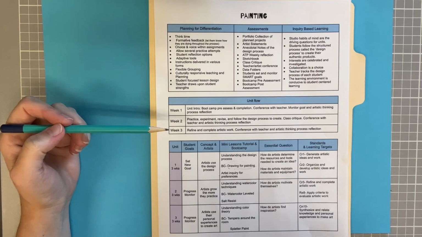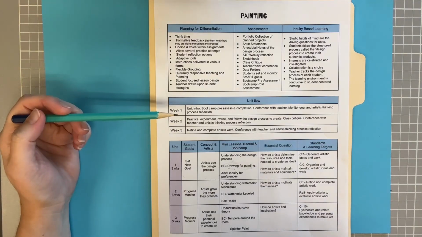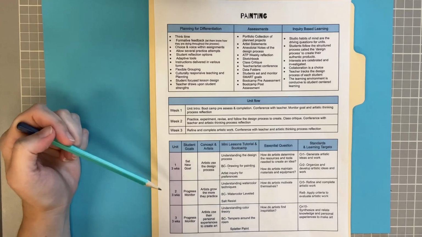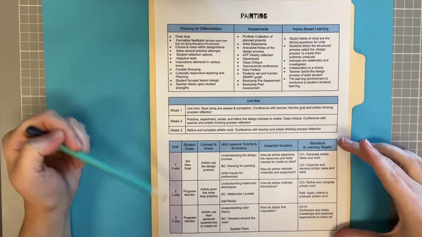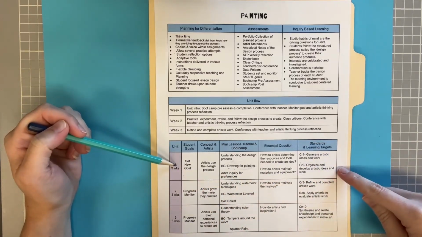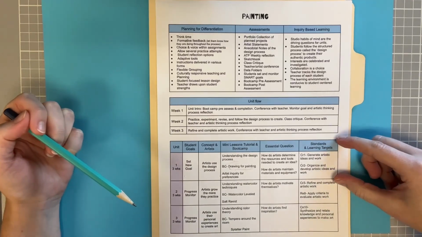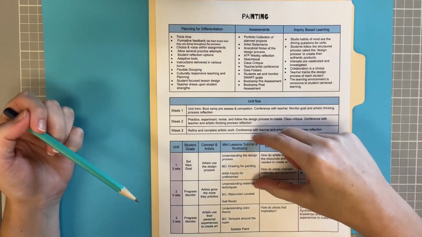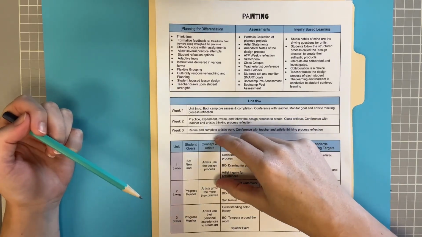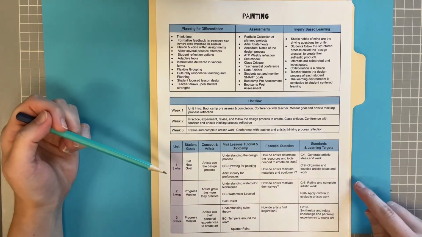The resource that I uploaded was a unit design for a choice-based classroom. I submitted 3 different units. I'm going to focus just on the first unit and sort of explain how the class works. So the standards, essential question, mini lessons, artistic behavior, and student goals are what drive the lesson.